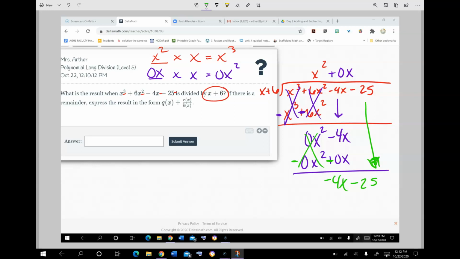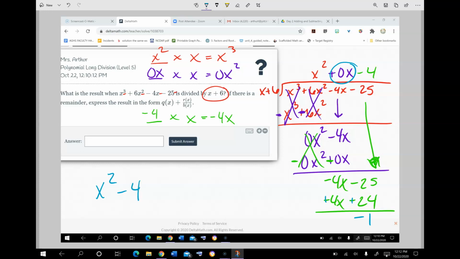So you're asking yourself, what times x gives me negative 4x? Well, negative 4. So we're going to minus negative 4. Distribute. Negative 4 times x is negative 4x. Negative 4 times 6 is going to be negative 24. Draw your line. Let's change our signs. That goes to positive. That goes to positive. So that's going to be a remainder of negative 1. So we have a remainder. Now remember, we don't have to write 0x. So the answer is just x squared minus 4 plus your remainder on top of your divisor. And that's your answer. Okay?